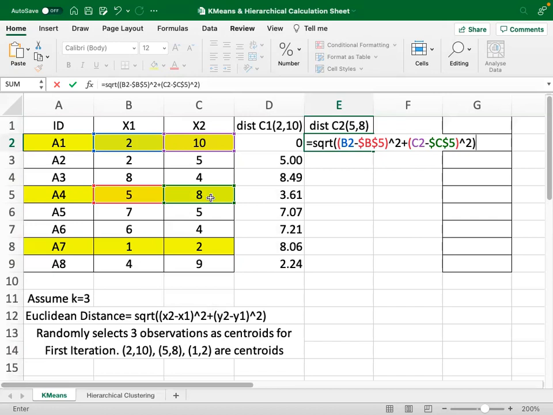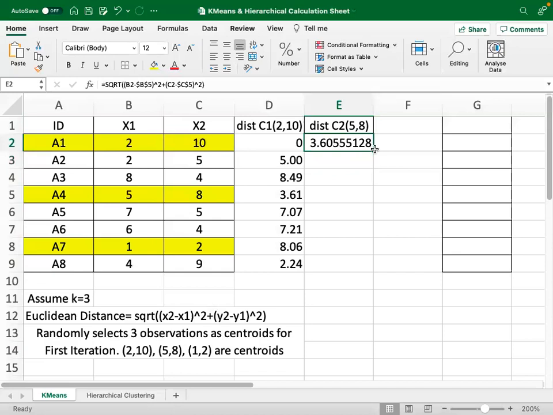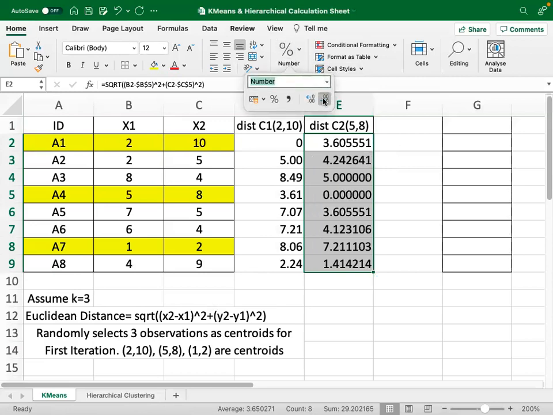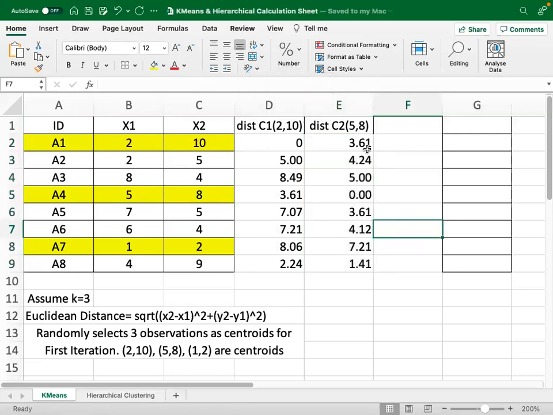2 minus 5 whole square plus 10 minus 8 whole square. 5 and 8 are the centroids. So you got 3.6058. How do you make sure your calculation is right? For 5, 8, it should be 0. Similarly, decrease the decimal to 2 points.